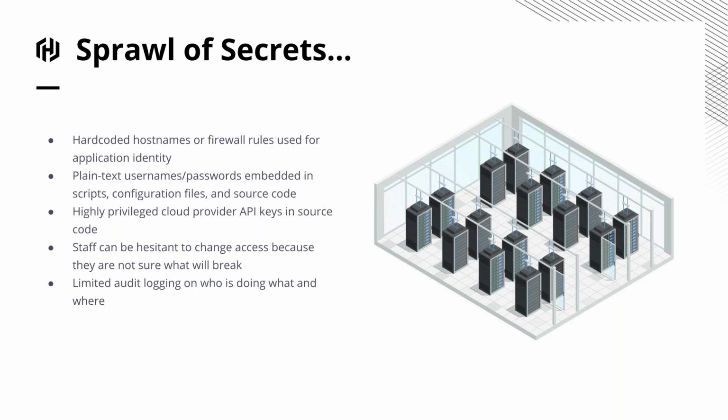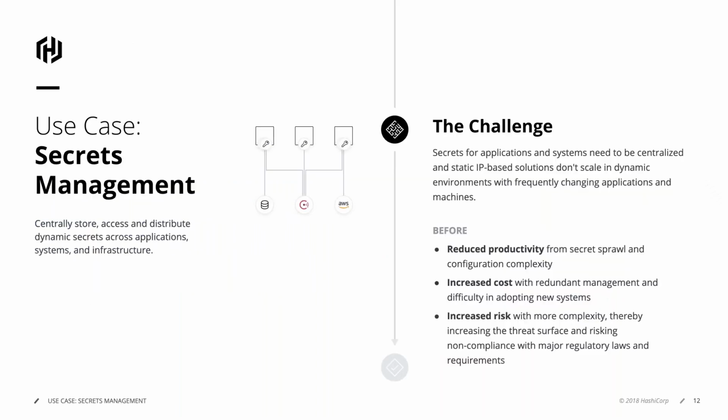So this sort of brings up the use case of Vault. Using Vault, you can centrally store, access, and distribute these dynamic secrets across applications, systems, and infrastructure. Basically, without using a secrets management tool, you most likely have this secret sprawl happening that we just chatted about. This leads to productivity losses, as each team typically needs to reinvent the wheel.